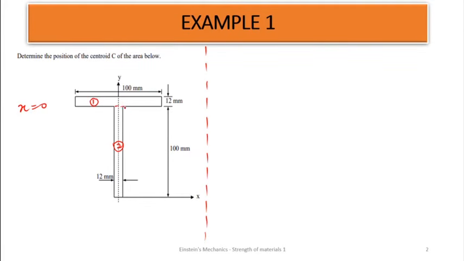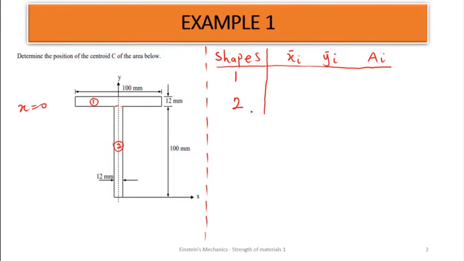Are we okay? Alright, so first we can use the table approach where we can have the number of shapes, the x bar for each of them, the y bar for each of the shapes, and the area for each of them. So this is what we have. How many shapes do we have? We have 2, shape 1 and shape 2. So we can determine the various parameters.